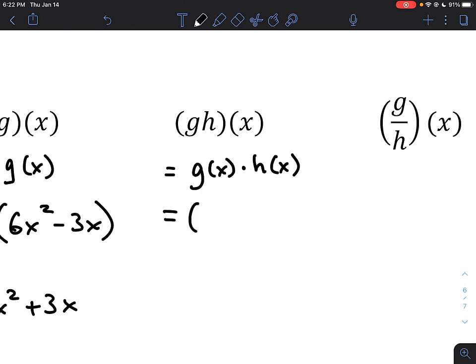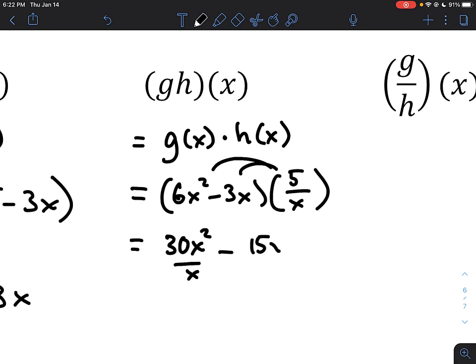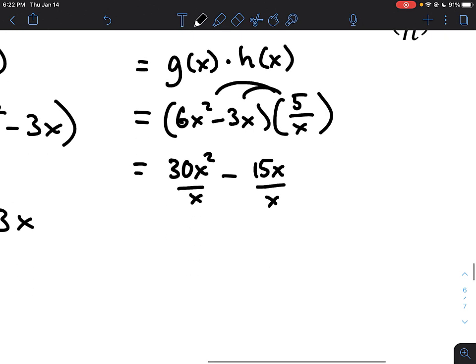So the rule of g of x, use parentheses here again, 6x squared minus 3x. We're going to multiply that by h of x, which was 5 over x. And we can distribute the 5 over x. We just do the 5 times 6x squared, and then divide all that by x. So we have 30x squared all over x. And then do the second part of the distribution. 5 times 3x is 15x, but then that's over an x. And then continue to simplify. Looks like we can cancel an x in the first fraction, so we just get 30x. And in the second fraction, the x's cancel entirely, giving just 15.